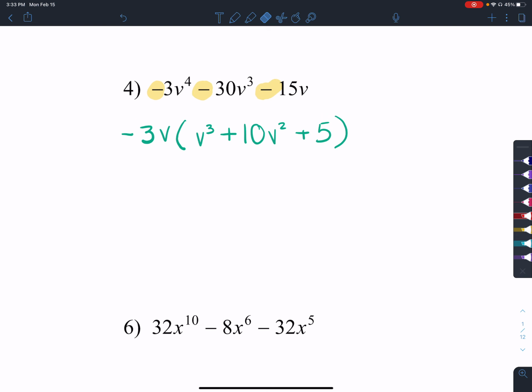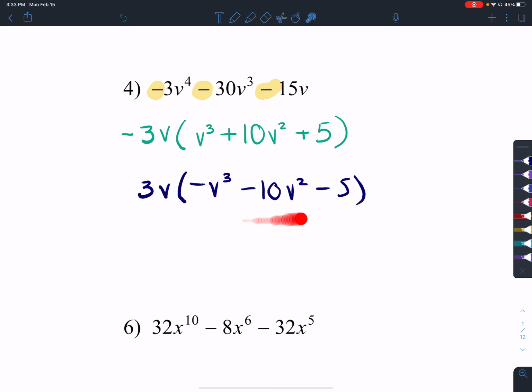If you had left it the other way, and you had just left it as 3v, and this was -v cubed, -10v squared, -5. This is still correct. There's nothing wrong with this. It's just not as nice to look at.